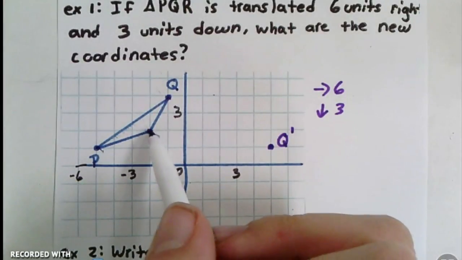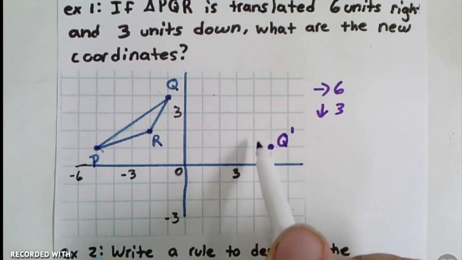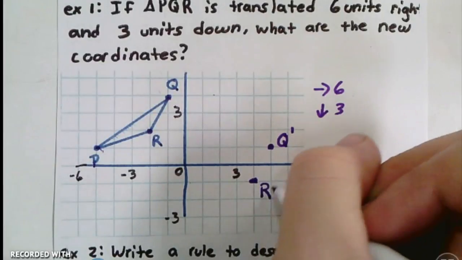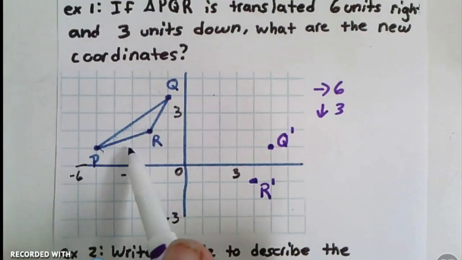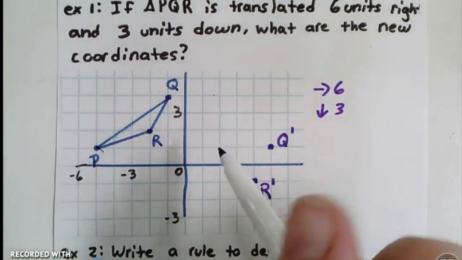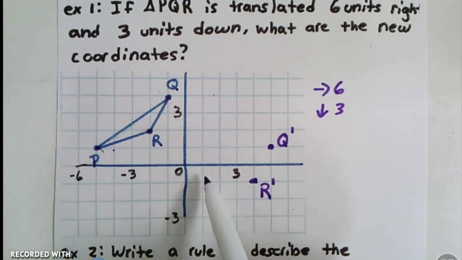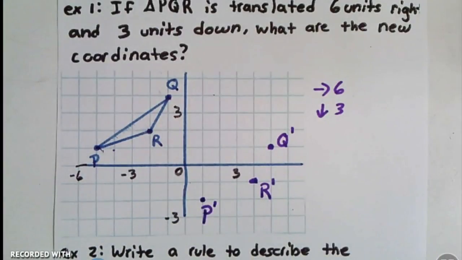So R is going to move 1, 2, 3, 4, 5, 6 spaces right, and down 1, 2, 3. And I'm going to label it R with a little mark above it, R prime. Same thing to P. 1, 2, 3, 4, 5, 6, down 1, 2, 3. Label it P, put a little tick above it to read P prime.